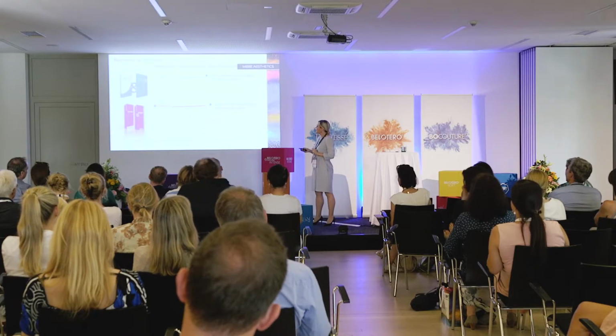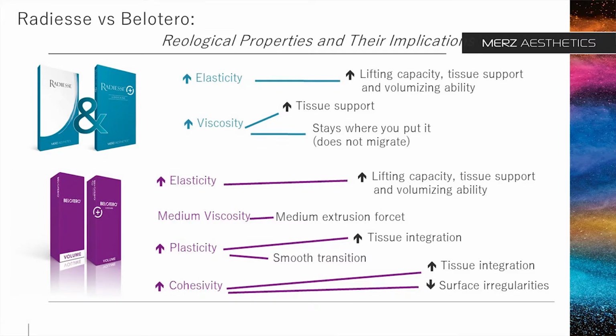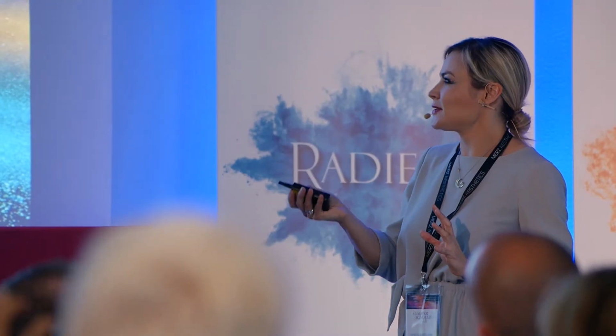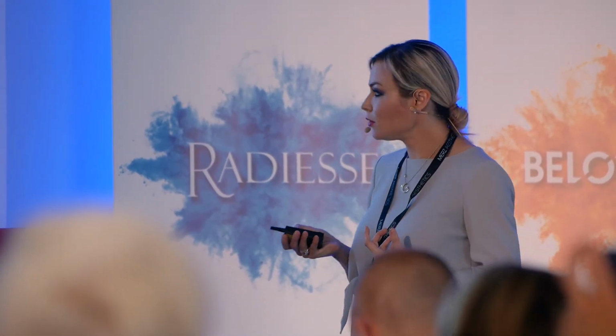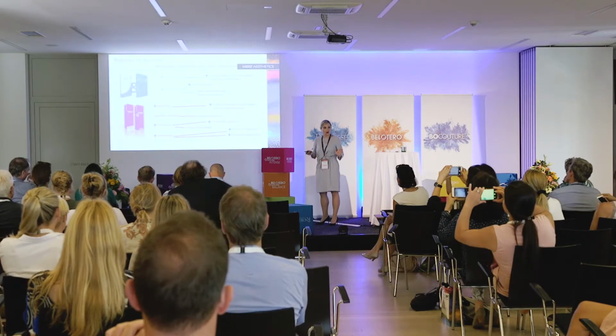So let's resume. So Radius and Volume, high elasticity, so high lifting capacity. Both high viscosity, so high viscosity especially for Radius, so it doesn't move, stays where you put it. Medium viscosity for Volume because it can easily pass through the 30 gauge needle. And Volume, high plasticity, so smooth transition between treated and untreated areas, and high cohesivity, of course.